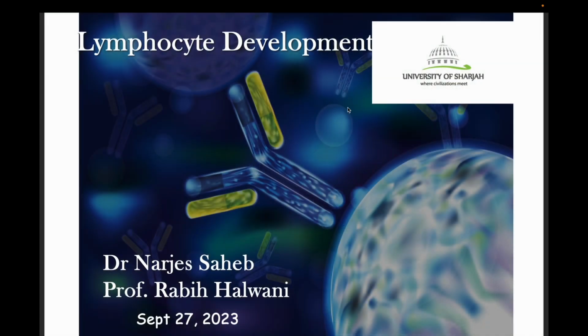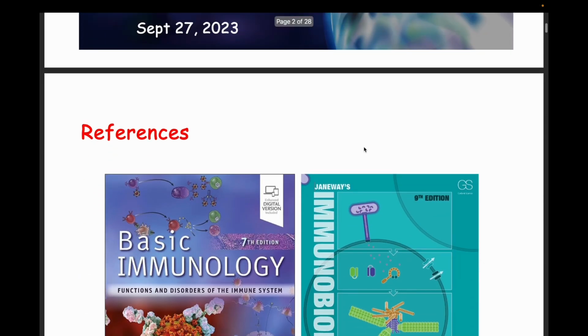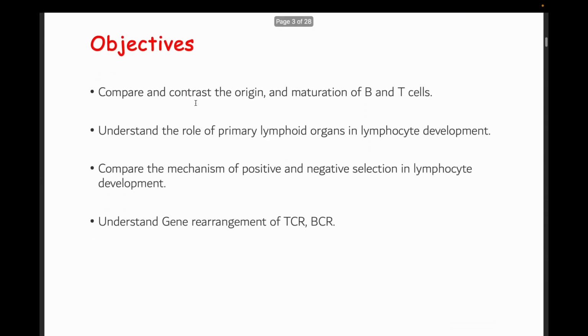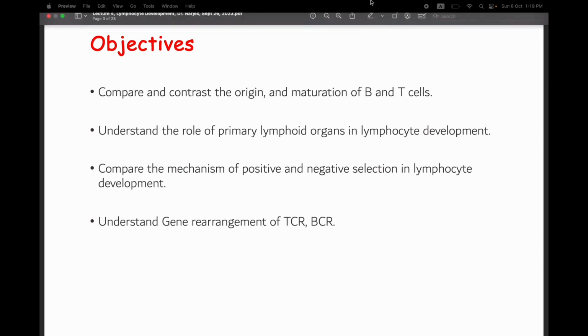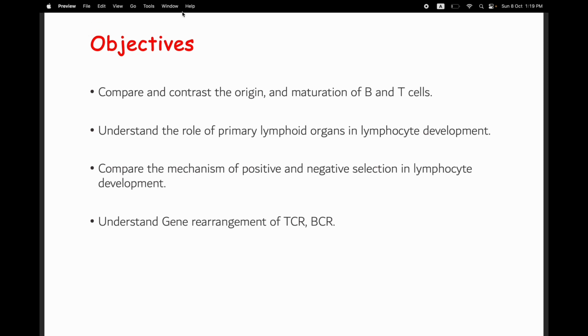Lymphocyte development, T cell and B cell. Objectives: compare and contrast the origin and maturation of B and T cells. Understand the role of primary lymphoid organs in lymphocyte development. Compare the mechanism of positive and negative selection in lymphocyte development.